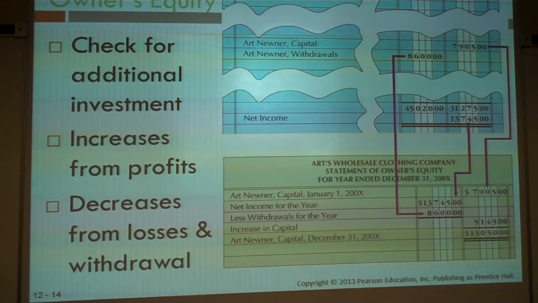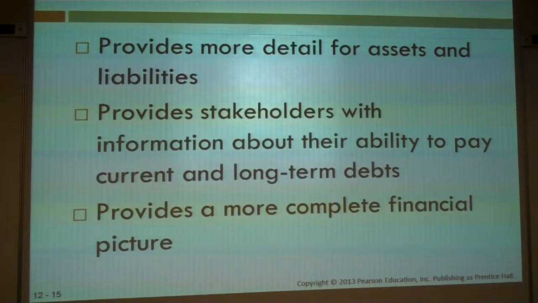And there's just an example of the statement of owner's equity. And this was for a year. For the year ended December 31st. Check to see if we had an additional investment. And I don't think any of our problems so far have. And then we need to subtract our loss and the withdrawal, and then add the net income. And those numbers come from the balance sheet, on the worksheet.